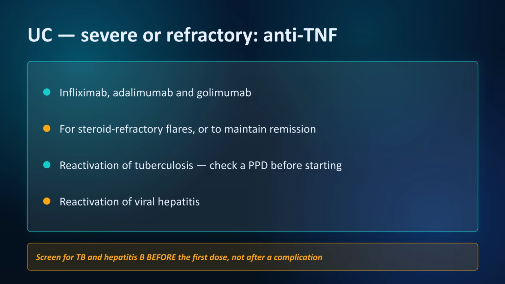They are used for steroid refractory flares, or to maintain remission once it is achieved. Now the complications you must screen for first: reactivation of tuberculosis, and the instruction is explicit: check a PPD prior to treatment. And reactivation of viral hepatitis, so screen hepatitis B as well. Both of those screens happen before the first dose, not after a complication appears. This is the most preventable harm in the entire topic. Also update routine vaccinations before starting. Live vaccines become contraindicated afterward.